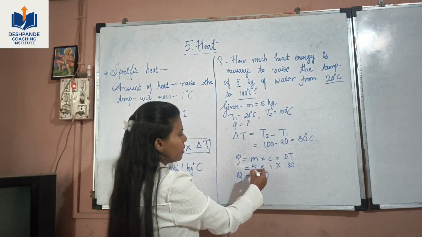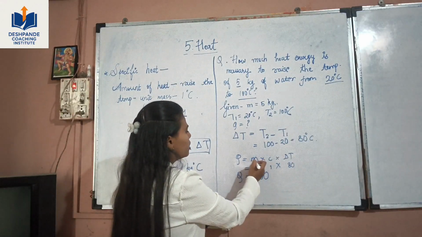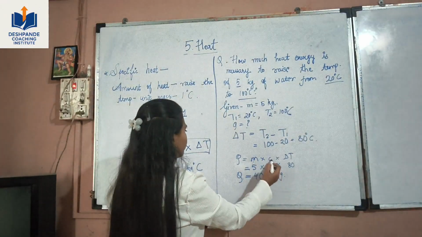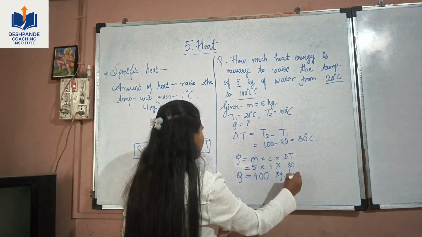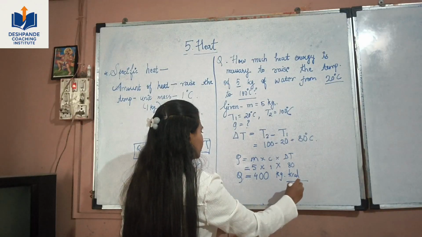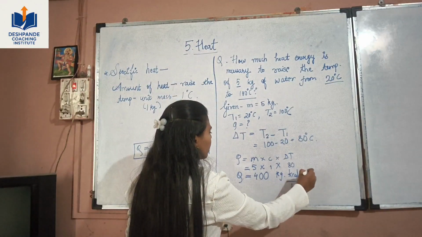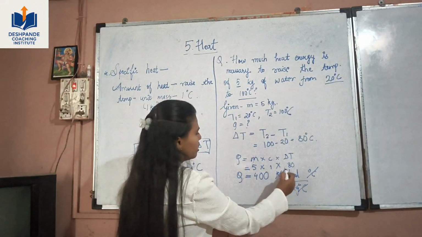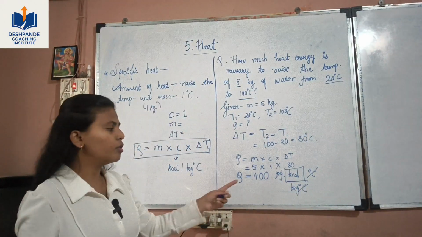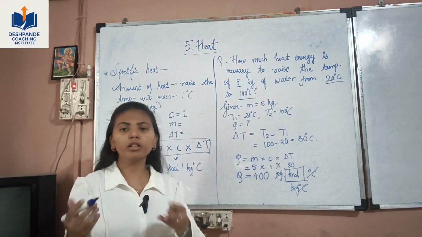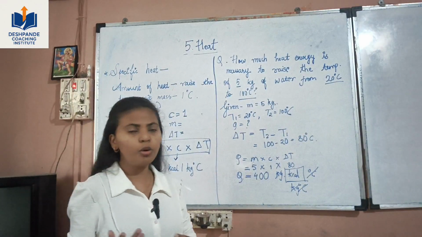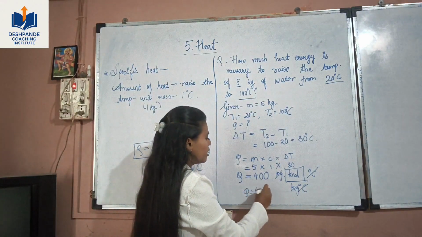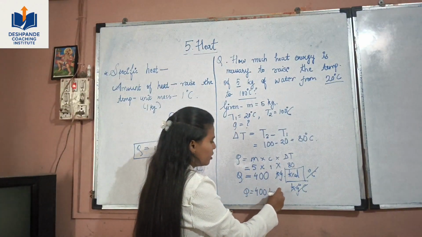We can calculate by multiplying these units. The unit of mass is kg, the unit of specific heat is kilocal per kg degrees Celsius, and for delta T it is degrees Celsius. So the degrees Celsius got cancelled, and kg got cancelled. So we get the unit kilocal. This way you can also calculate the units of quantities that you don't know by using the formula. So our final answer is the heat energy needed is 400 kilocalories.